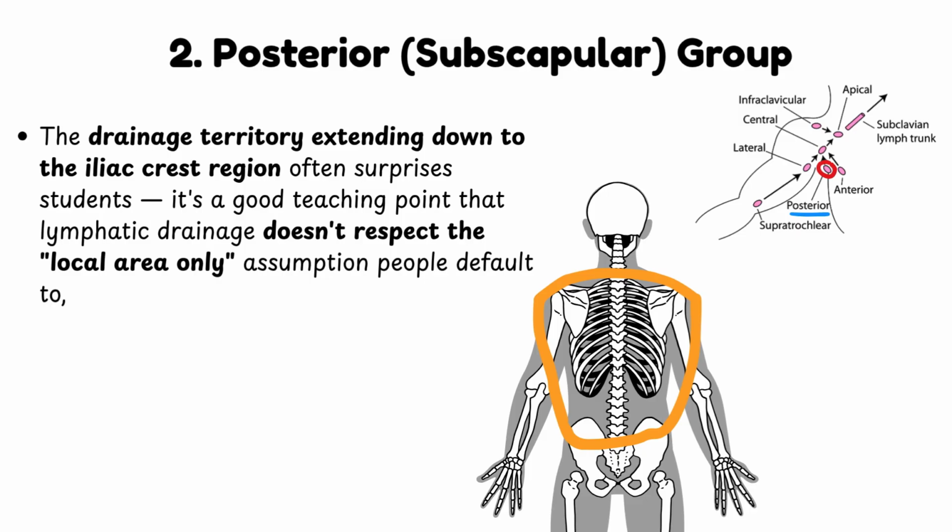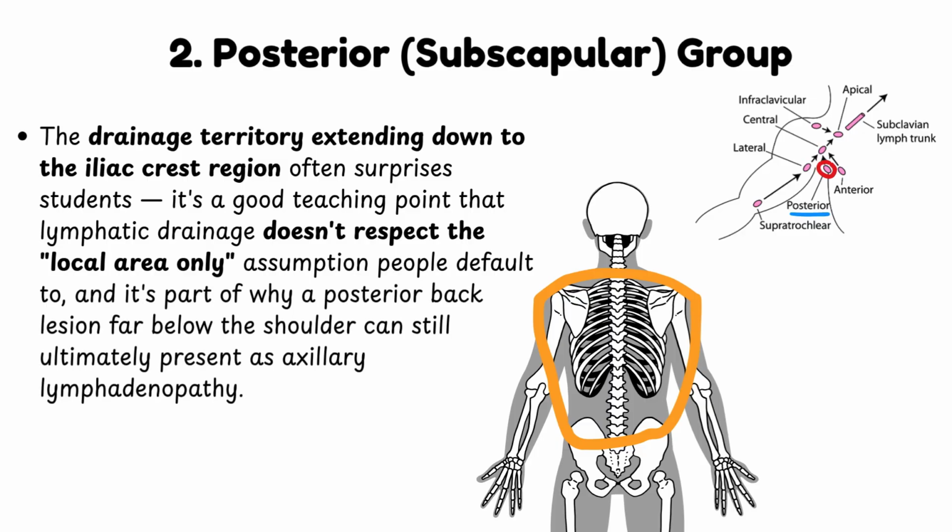The drainage territory extending down to the iliac crest region often surprises students, as it's a good teaching point that lymphatic drainage doesn't respect the local area only assumption people default to. And it's part of why a posterior back lesion far below the shoulder can still ultimately present as axillary lymphadenopathy.